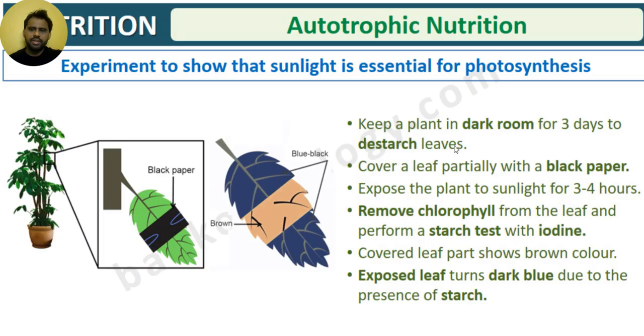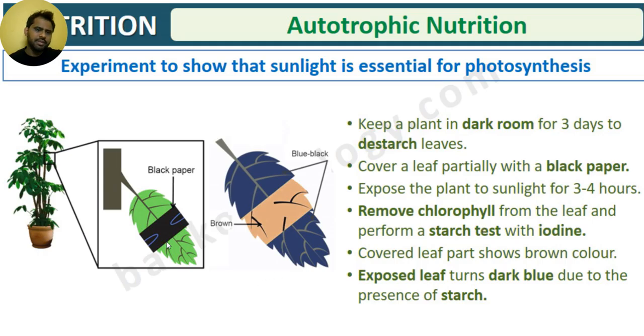So keep a plant in a dark room for 3 days to destarch the leaf. Destarch means all the starch will be used up, all the food will be used up. Cover a leaf partially with black paper. This is black paper. It has been covered partially using black paper. Expose the plant to sunlight for 3 to 4 hours. Remove chlorophyll from the leaf and perform a starch test with iodine. The covered leaf part shows brown color. The exposed leaf turns blue due to the presence of starch.